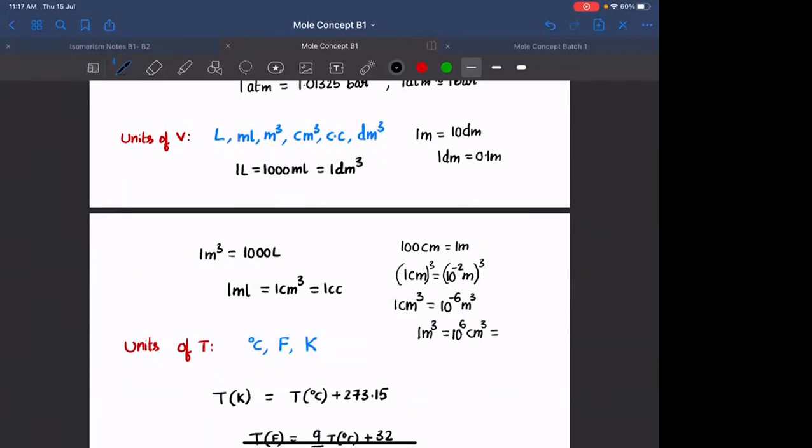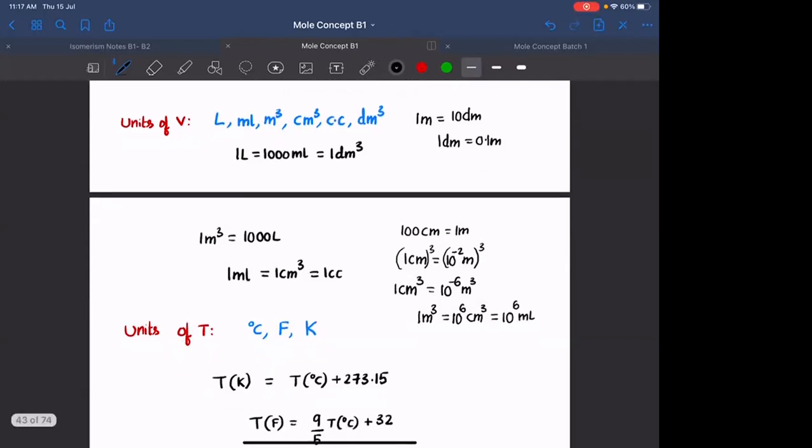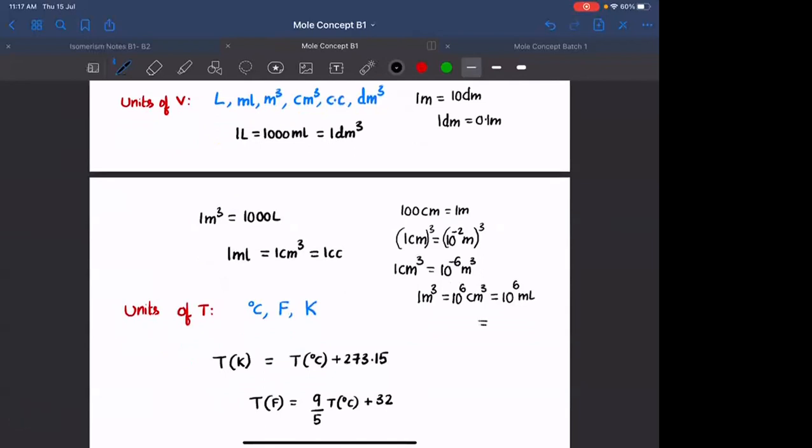We know that 1 centimeter cube is 1 ml. So this becomes 10 power 6 ml. We also know that 1000 ml is 1 liter. So this will become 1000 liters. समझ में आया आपको conversion? I can write the 10 power 6 as 10 power 3 into 10 power 3 ml. 10 power 3 ml is nothing but 1 liter. इसलिए 1 meter cube is equal to 1000 liters.